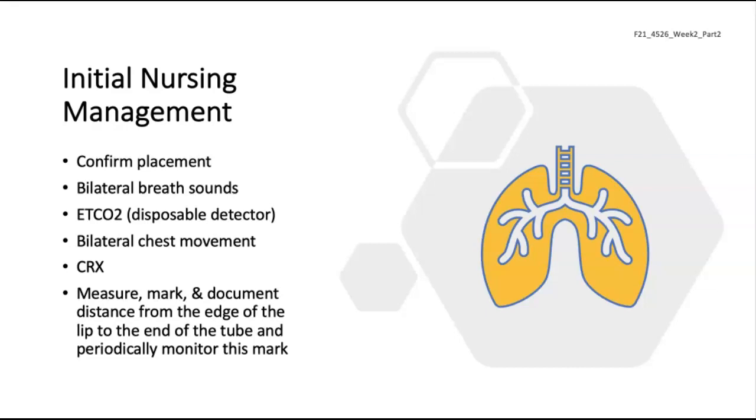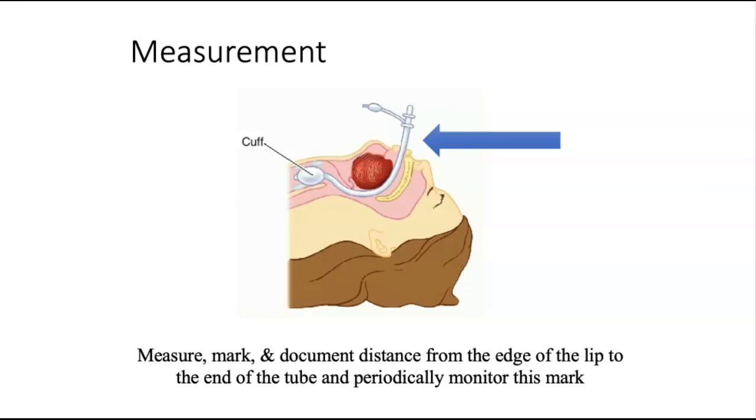You will be responsible for measuring, marking, and documenting the distance from the edge of the lip to the end of the tube and periodically monitoring this mark. So it's very important to ensure that you have the correct tube placement and that with turning and repositioning the patient the tube does not get dislodged. So measurement again is you are measuring, marking, and documenting this distance from the edge of the lips to the end of the tube to ensure that this mark is not changing from shift to shift or after repositioning the patient.